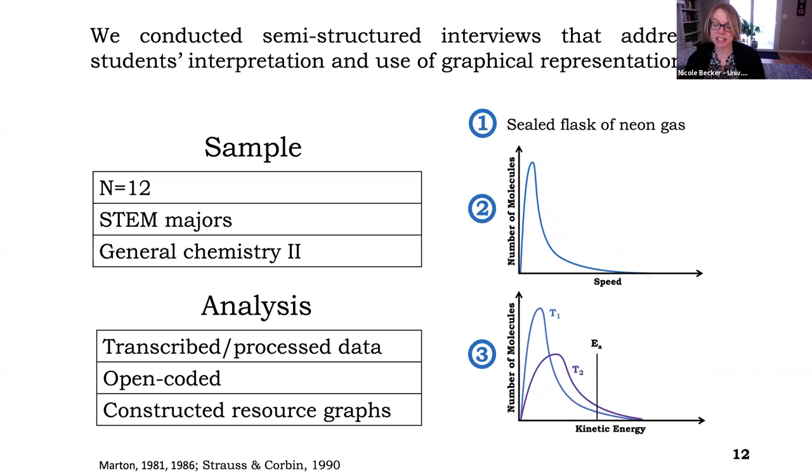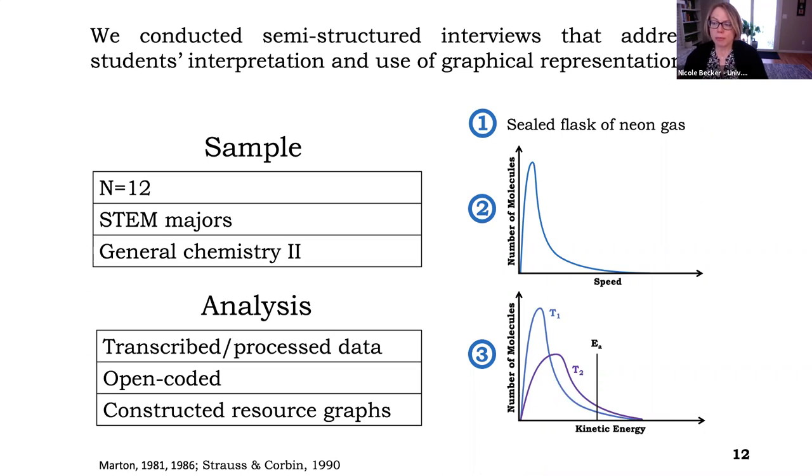To examine students' ideas about the varied population schema and their relationship to distribution graphs, we interviewed 12 chemistry students enrolled in the second semester of a general chemistry course. Most students in the study were in the first year of college, with the exception of one second year student and one third year student. I'll discuss student responses to a subset of three interview prompts from the interview.